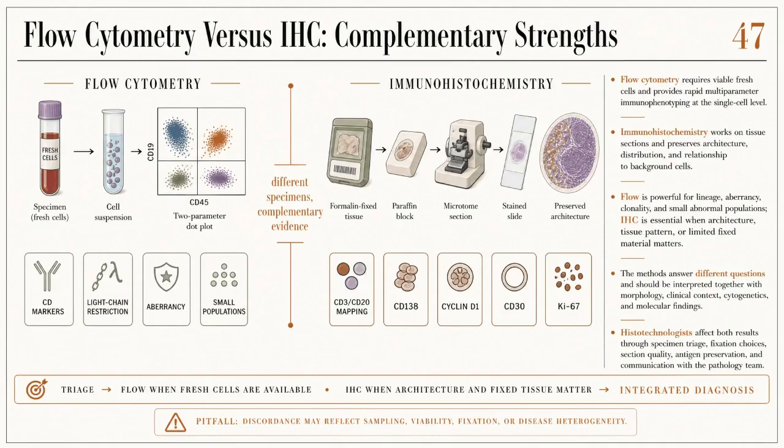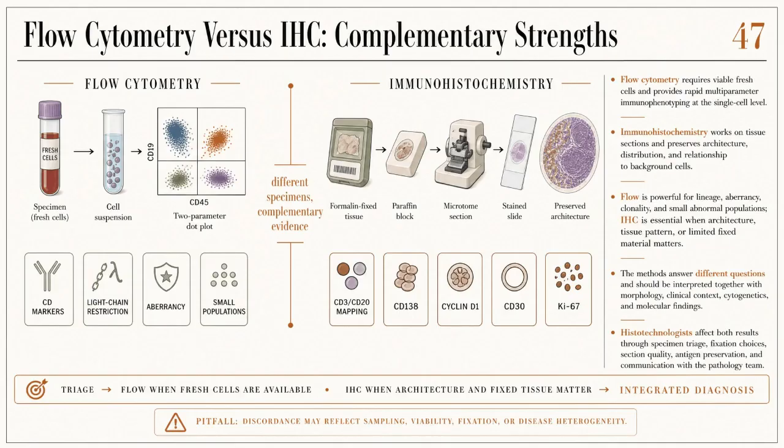Moreover, flow cytometry does not preserve tissue architecture, so it cannot provide information about the spatial distribution of neoplastic cells within the lymph node or bone marrow microenvironment. In contrast, immunohistochemistry is performed on fixed, paraffin-embedded tissue sections, preserving the histologic context and allowing visualization of cellular localization and infiltration patterns. This spatial information is indispensable when evaluating the architecture of lymph nodes or bone marrow biopsies, particularly in Hodgkin lymphoma, where the identification of Reed-Sternberg cells within their characteristic inflammatory milieu is diagnostic.